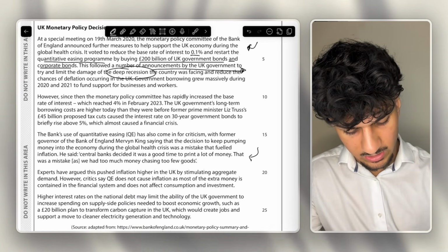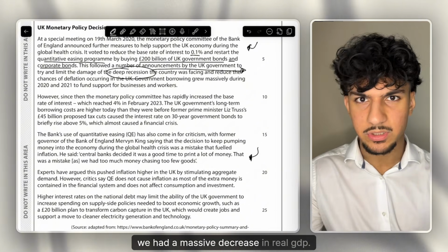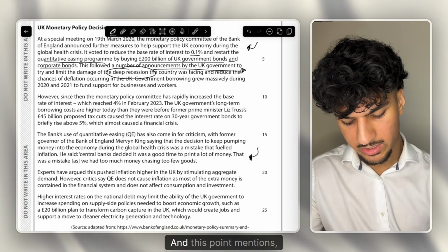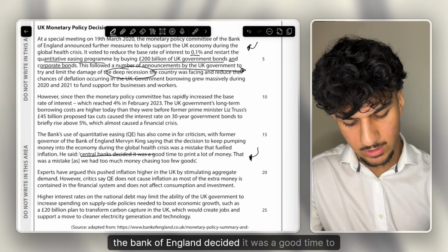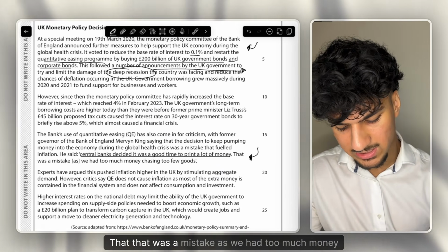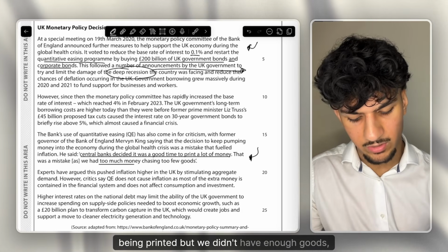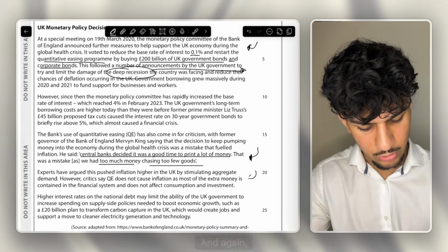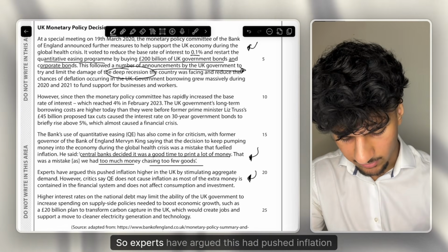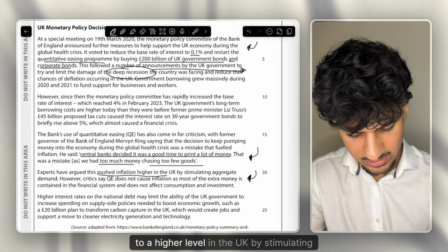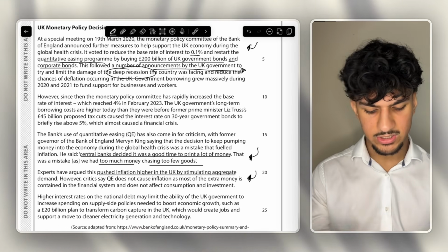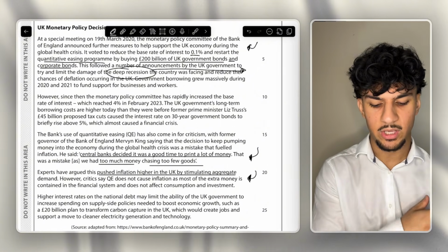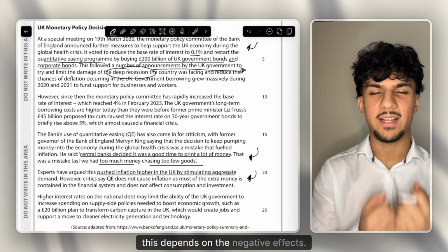And this is another great point here. So of course, during COVID, we had a massive decrease in real GDP. What does real GDP mean? The amount of goods and services being produced in the economy. And this point mentions the Bank of England decided it was a good time to print lots of money. That was a mistake, as we had too much money being printed, but we didn't have enough goods. We were chasing too few goods. So that could act as a really good evaluation point for this paragraph. And again, two other great evaluation points here. So experts have argued this had pushed inflation to a high level in the UK by stimulating aggregate demand. So in your paragraph, when you're evaluating the effectiveness, the positive effects of QE, you can say, however, in evaluation, this depends on the negative effects.